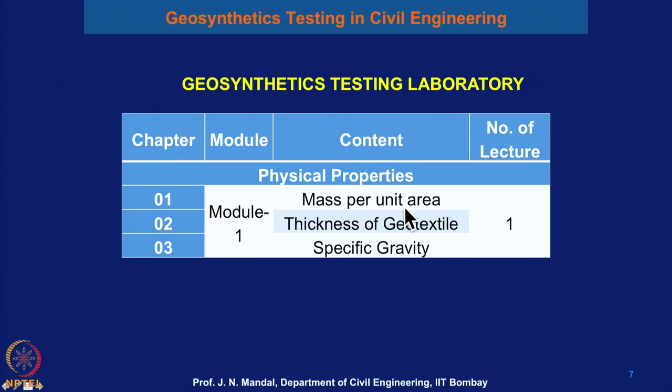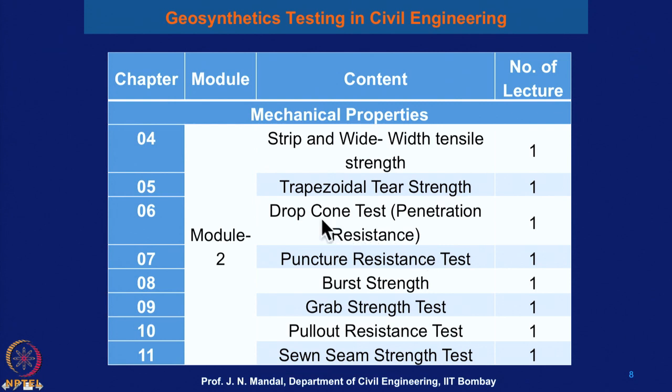area, thickness of geotextile and the specific gravity. These are the mechanical properties, that is strip and Y-joint tensile strength.